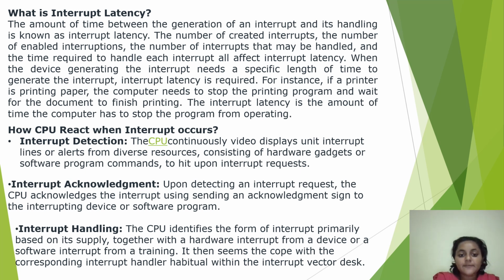How does the CPU react when an interrupt occurs? Interrupt detection: the CPU continuously monitors interrupt lines or alerts from diverse sources, including hardware devices or software program commands, to detect an interrupt request. Interrupt acknowledgement: upon detecting an interrupt request, the CPU acknowledges it by sending an acknowledgement signal to the interrupting device or software program.